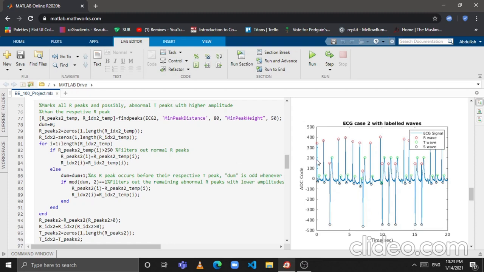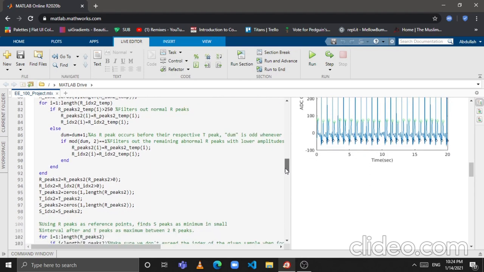And any peaks that I found which had amplitudes of less than 250 could either be an R wave or an abnormal T wave. So I use this dummy variable over here, which incremented every time I found such a peak with an amplitude of less than 250, and so whenever DUM was odd, I could characterize the peak I was at as an R peak, because R peaks occur before T peaks.